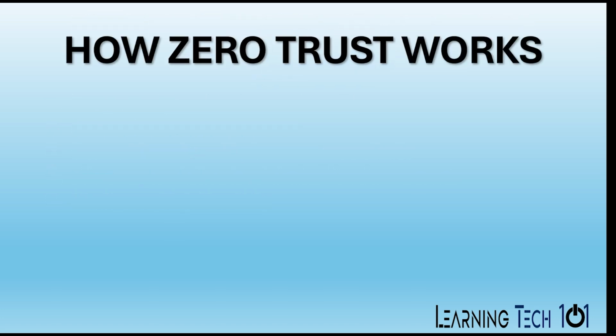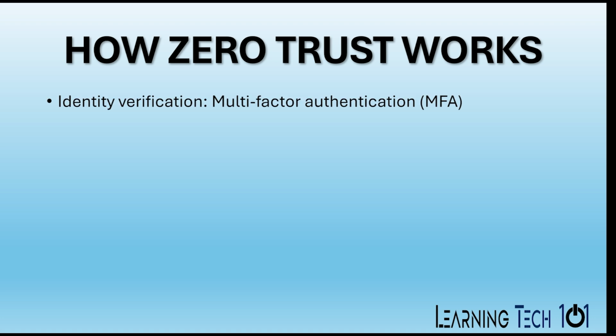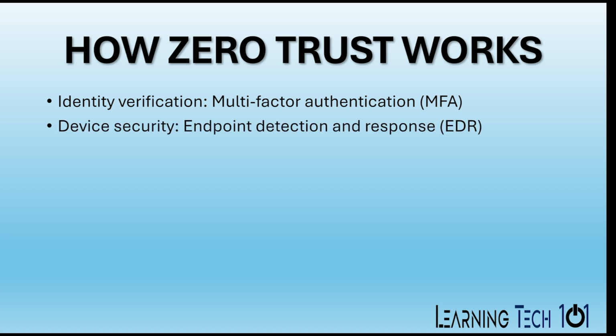So how does Zero Trust work? Zero Trust is implemented through various security technologies and policies. Let's touch on a few that organizations use. First, we have identity and access management. This is used to ensure strong authentication. Multi-factor authentication and biometric verification are a couple examples.